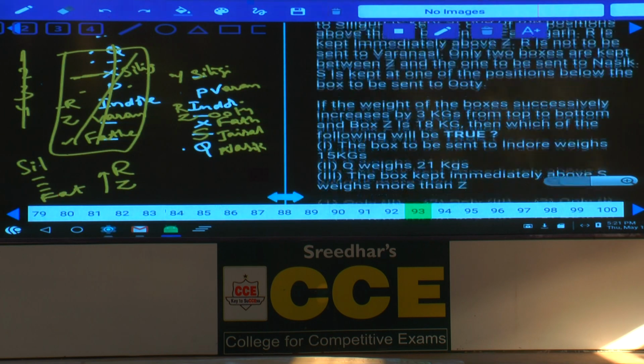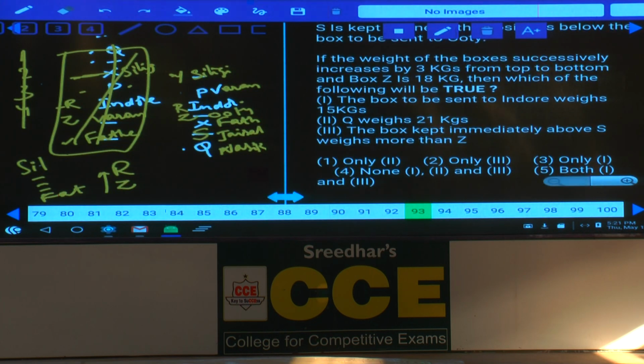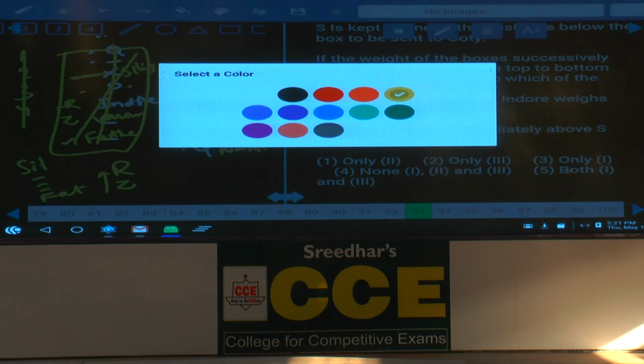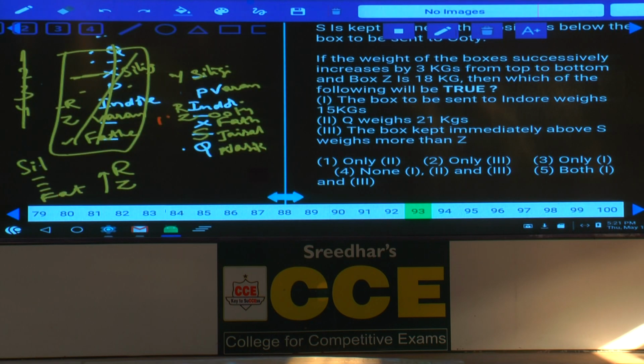Then 93: if the weight of the boxes successively increases by 3 kgs from top to bottom, and box Z is 18, then which of the following is true? Now Z is 18. If Z is 18, now this will be 21, and this will be 24, and this is 27, and below this 18 is 15, and below that one is 12, and below this one is 9. So 9, 12, 15, 18, 21, 24, 27.